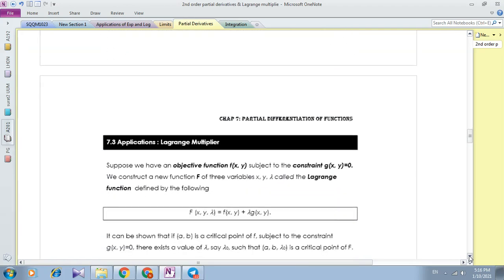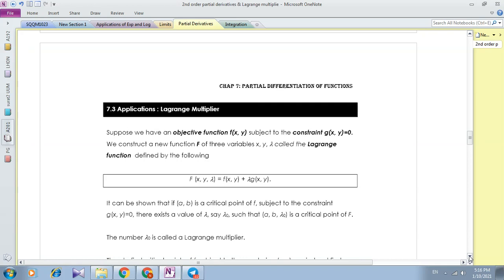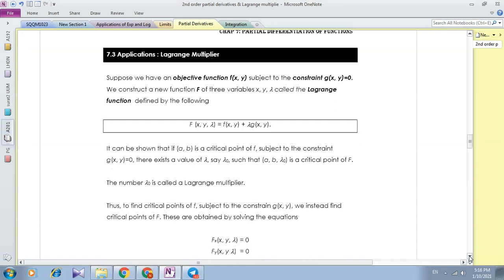All right, let me proceed with the next subtopic on Lagrange multiplier. For Lagrange multiplier, we have this formula. Suppose we have an objective function subject to a constraint. Our objective function will be denoted by f of x, y, and the constraint will be denoted by g of x, y, and we will always equate that to 0.